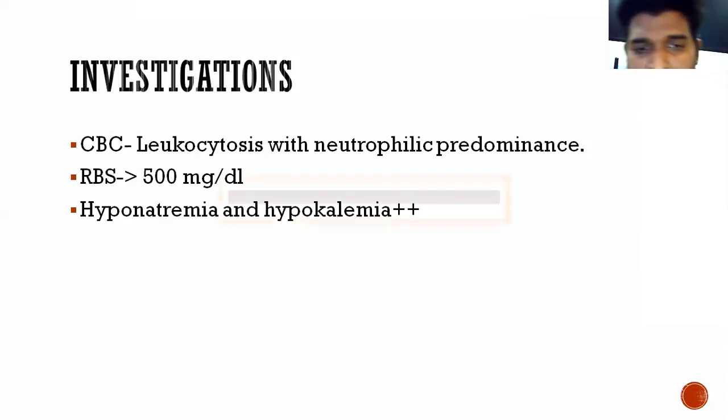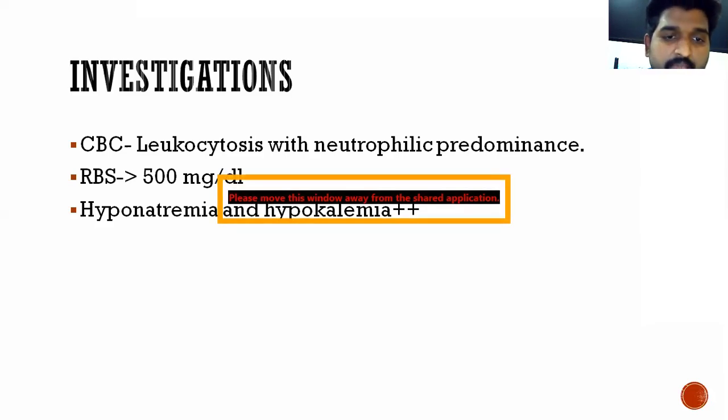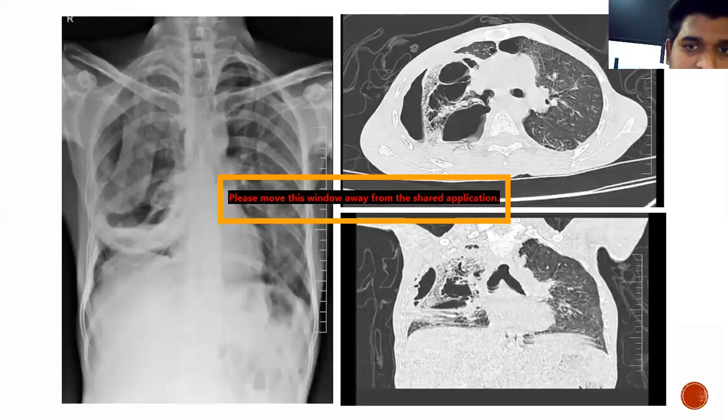When we investigated this case, there was leukocytosis with neutrophilic predominance. His RBS was very high, more than 500 milligram per dL, and there was also associated dyslipidemia with hyponatremia and hyperkalemia. So this was the X-ray that was taken at the time of presentation, maybe the next day of presentation.